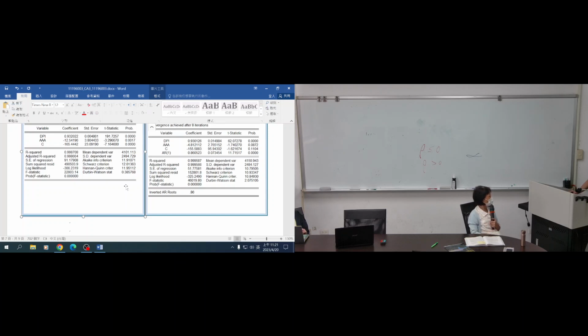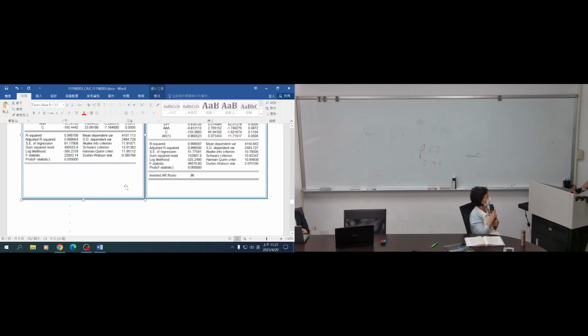That's the official test. But if you don't have anything on hand, then just look at the numbers. That's a rule of thumb. If you look at 2, then you know there is probably no serial correlation. They do have the official test. Okay, all right?